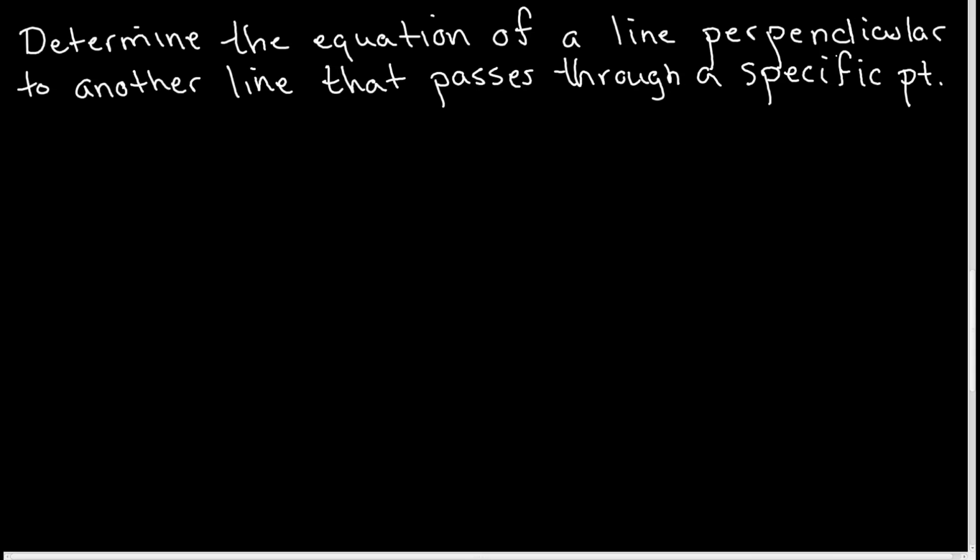Okay, so let's talk about this a little bit before we get started. Let's imagine that we have the line y equals negative 2x minus 5. And we want to make a line that's perpendicular to that passes through the point negative 3, negative 5.